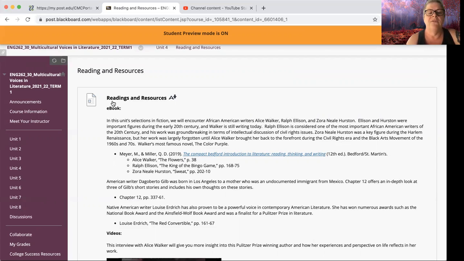We also have an interesting collection from Dagoberto Gilb, who was born in Los Angeles, but his family is from Mexico. The section that you're going to be looking at in the textbook actually has three short stories and some of his own thoughts, which, like we had with Julia Alvarez's poems, I find really interesting to see what the author says about their own work.